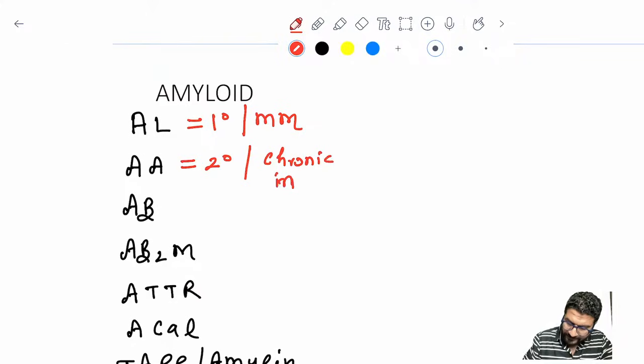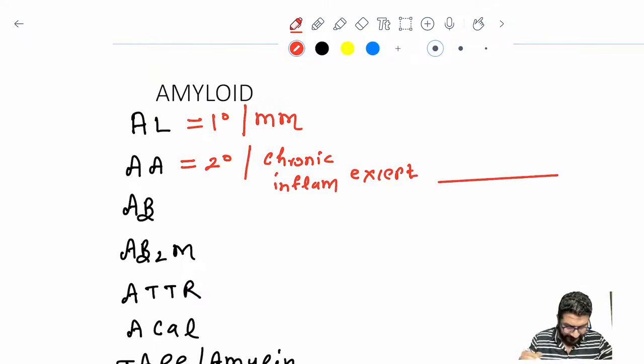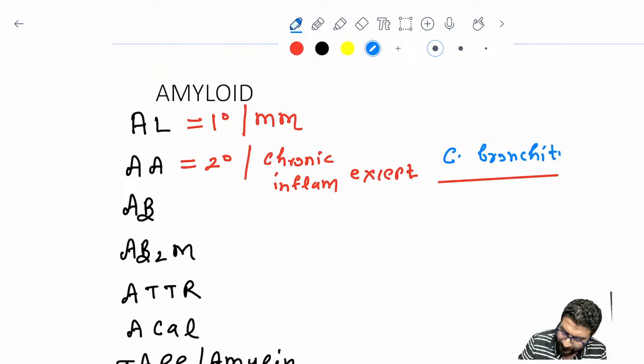Chronic inflammation. Now tell me, all chronic inflammation will have secondary amyloid except one. Except one chronic inflammation that will not have amyloid. Anyone? Gunavartini, Zunaid. Which chronic inflammation will not have? It is chronic bronchitis. Chronic bronchitis will not have.